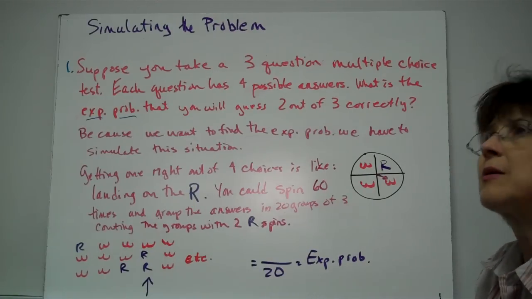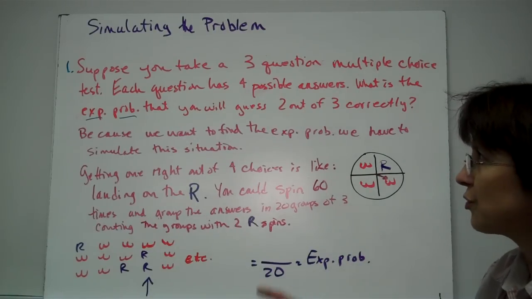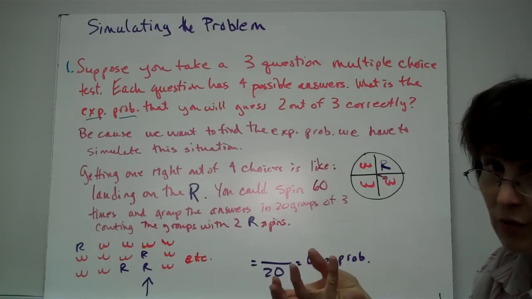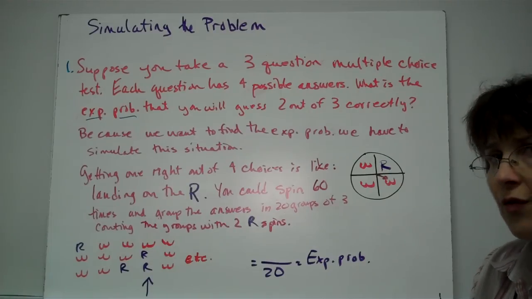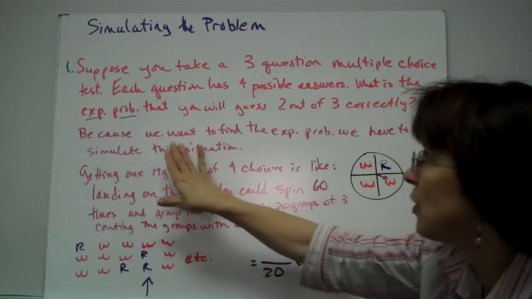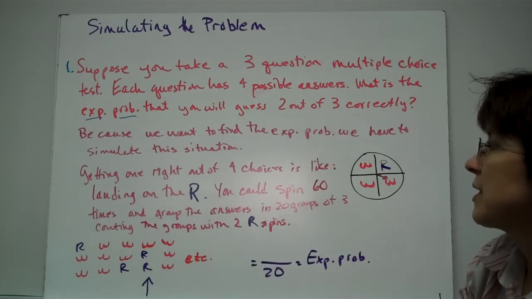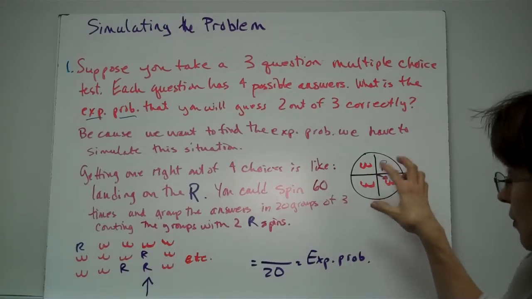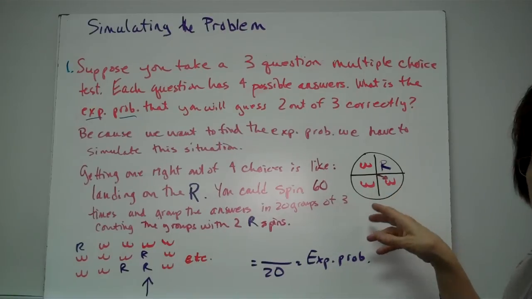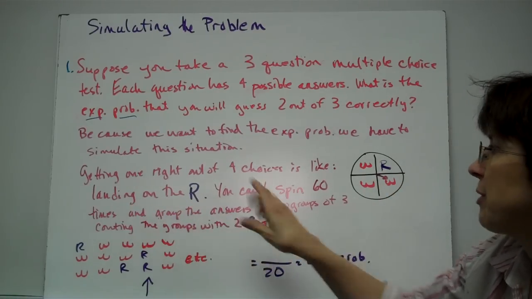So we've got to figure out some kind of situation that would simulate this. We could toss a coin, but a coin just has 2 solutions. We really need something that has 4 possible answers. We could use a die, but that has 6 possible choices. Because we want to find the experimental probability, we have to simulate the situation. So getting 1 right out of 4 choices is kind of like a spinner with 4 equal spaces, where 1 would be right and all the other 3 would be wrong. You could use different colors. I just used letters to help you see it. When you land on the right one, that would be the right answer.